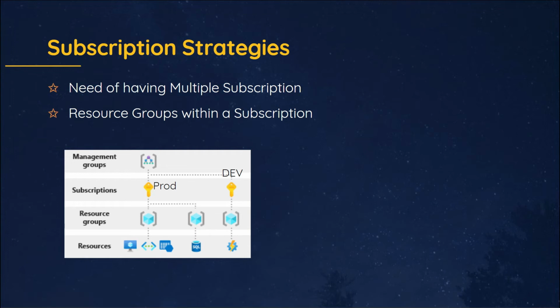For example, your company is very huge and you are having different subscriptions, a lot of departments, and a lot of subscriptions. In order to maintain those subscriptions, you need to have management groups. You can have multiple management groups. Under those multiple management groups, you can have multiple subscriptions. So this is the hierarchy.